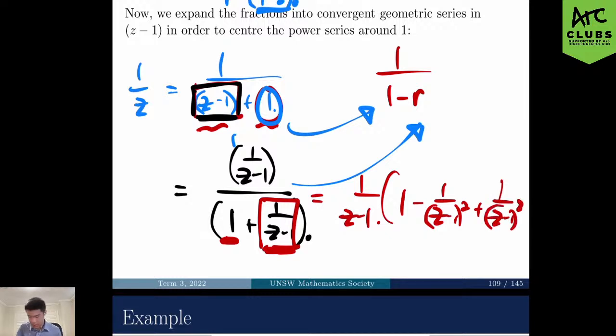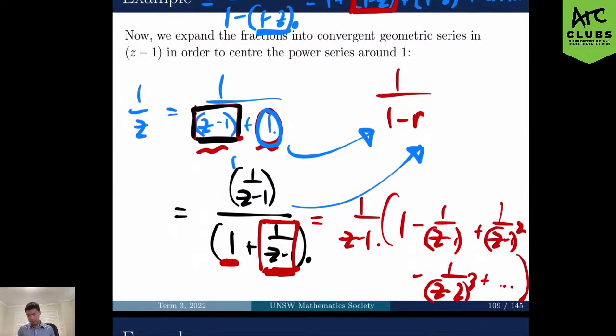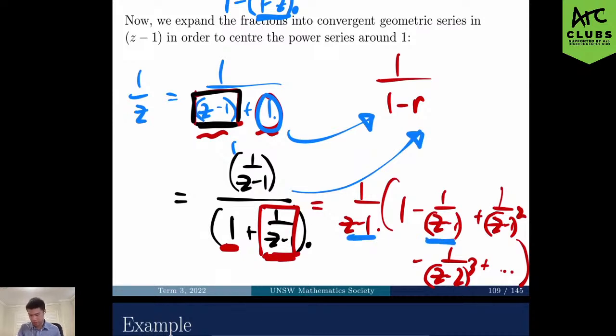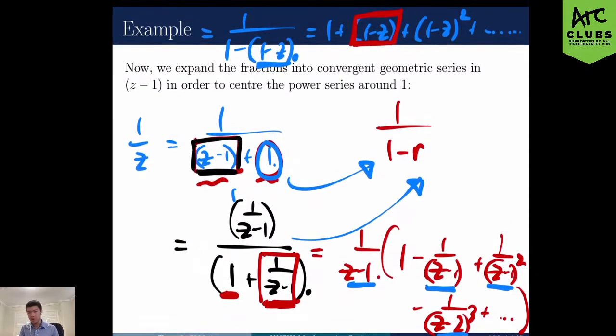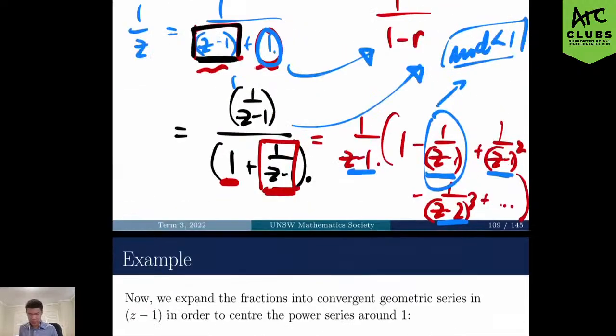Oh, sorry, that's not meant to be squared. So what you end up getting is that all of these end up being powers of z minus 1. And in this case, it actually converges because we've done the option where this has a modulus less than 1. Okay, let's do the other one as a practice as well.